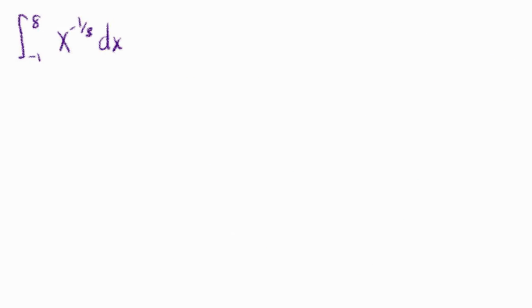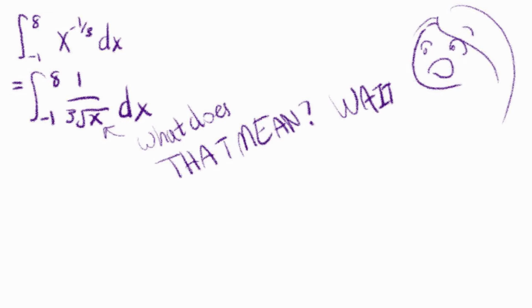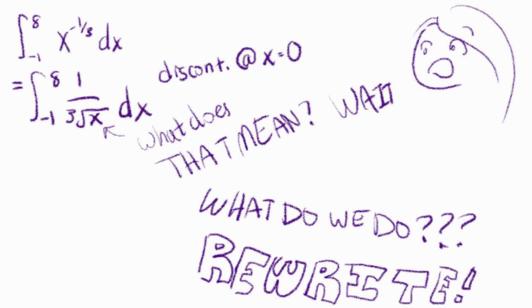Let's take a look at this problem. The integral of x to the negative 1/3 dx from negative 1 to 8. Well, if you rewrite this expression, it looks like this. Wait, the x is in the denominator. What does that mean? Well, there's a discontinuity at x equals 0. So what do? We have to rewrite it.